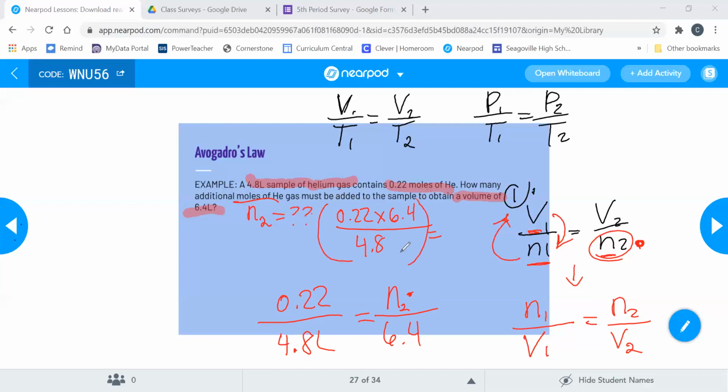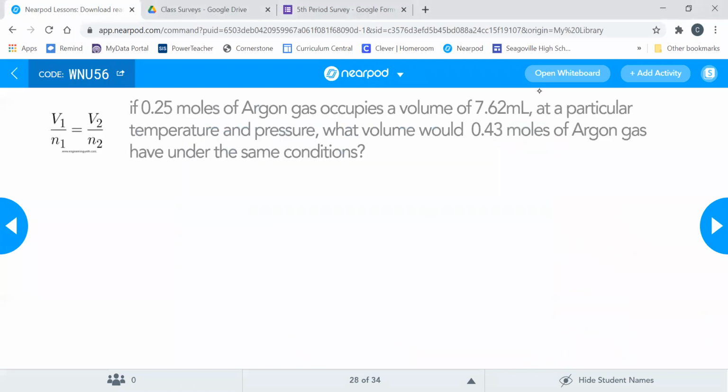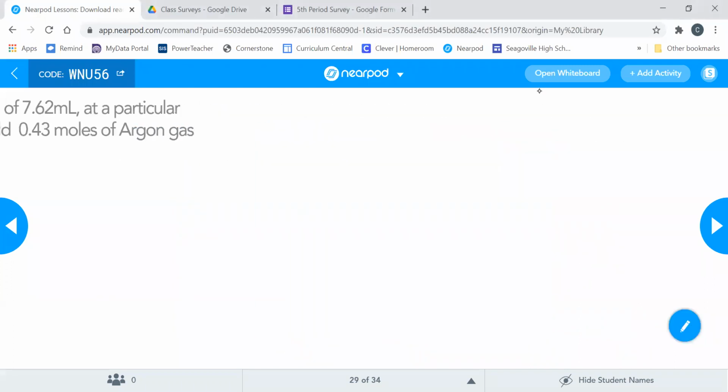I'm gonna put this in the calculator, and it's gonna give me my answer, which is 0.29 moles. That is how you do that one. Not much going on there. This is just an example problem.